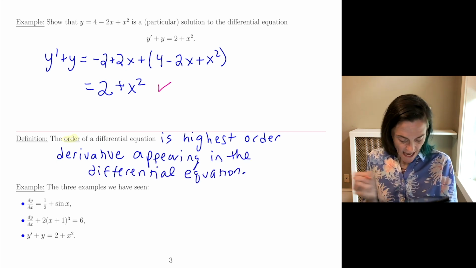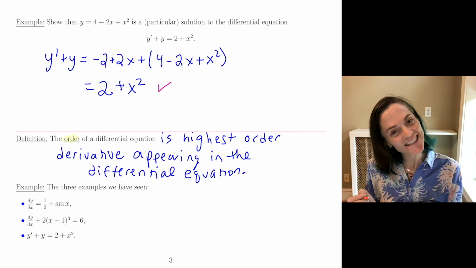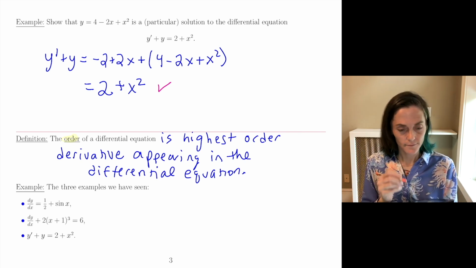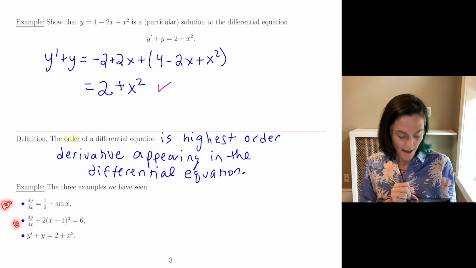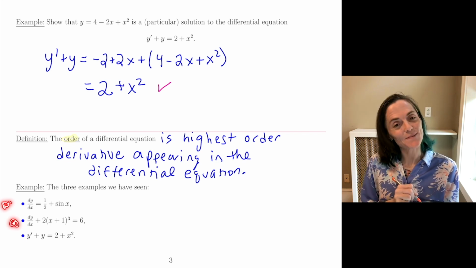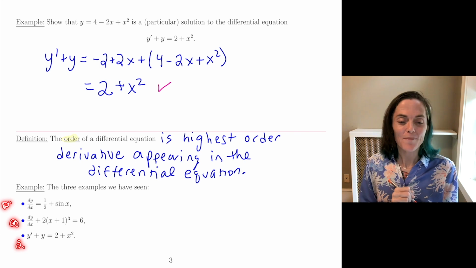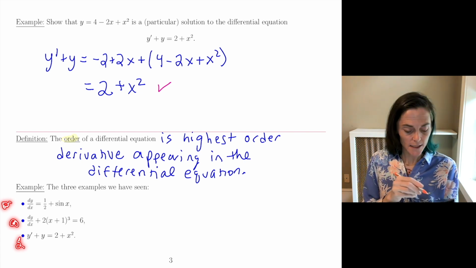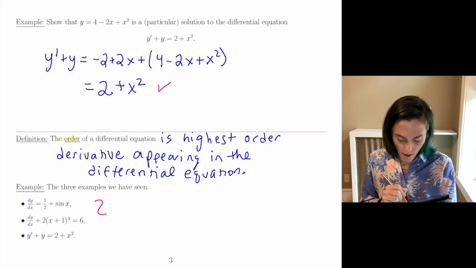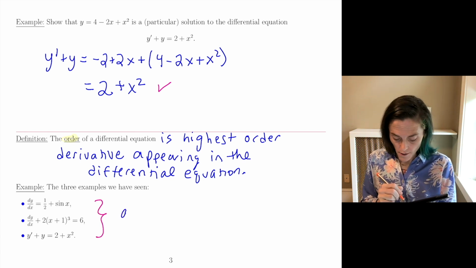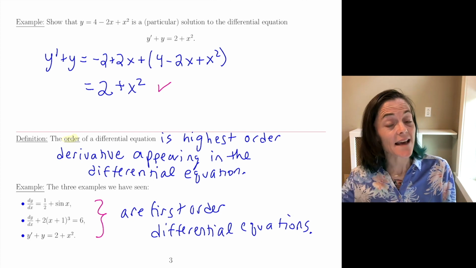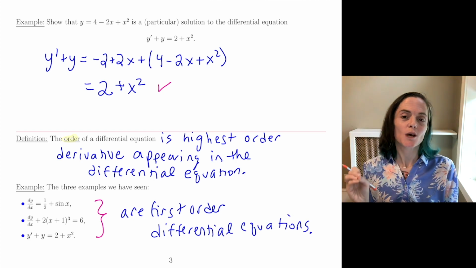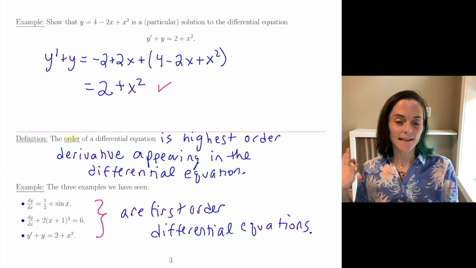So if we go back to the 3 examples we've seen so far, dy/dx is 1/2 plus sine x, dy/dx plus 2x plus 1 cubed equals 6, and then y prime plus y is 2 plus x squared. Well, you notice looking at these that all 3 are first order differential equations. And it's definitely the case that the first order differential equations are the ones we will focus on in this course.